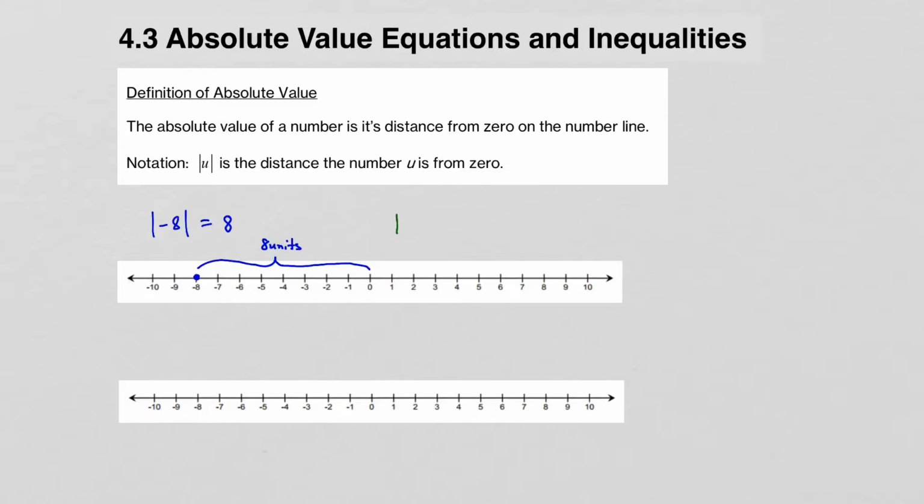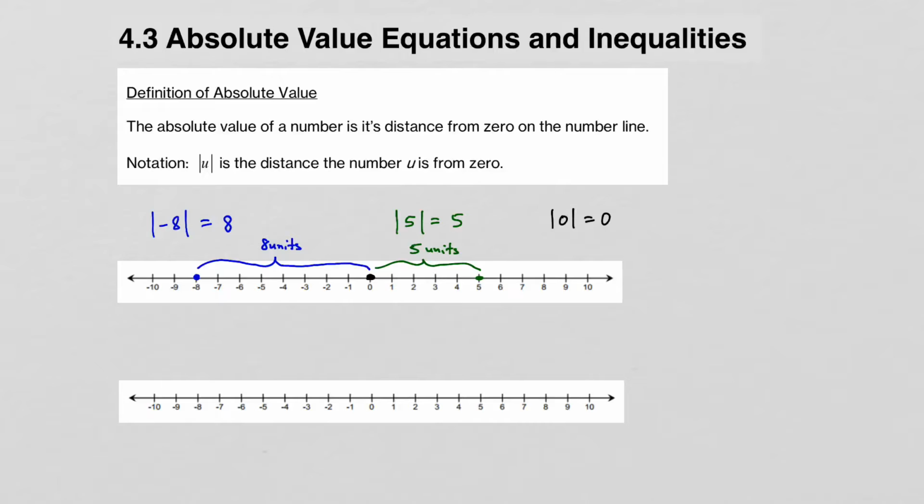Likewise, if I have the absolute value of a positive number, like 5, let's say, we can locate 5 on the number line, and we can see that 5 is 5 units from zero. Therefore, the absolute value of 5 is 5. And as a special case, the absolute value of 0 would of course be 0 because 0 is 0 units from itself.